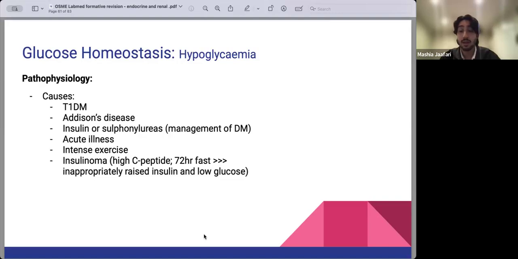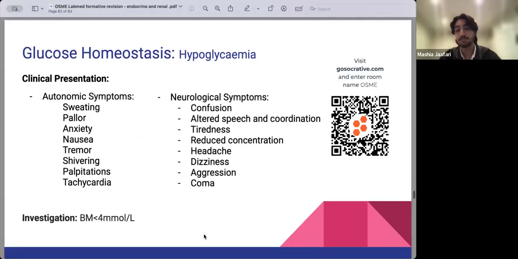So one thing that can come up a little bit related to glucose homeostasis is hypoglycemia, just because it is a bit of an emergency. And there's loads of different things that can cause hypoglycemia. So type 1 diabetes, if you take too much insulin, Addison's disease because of low cortisol. Again, if you take too much insulin or sulfonylureas, if you're ill and you're diabetic, and insulinomas, so pancreatic tumors releasing too much insulin, they can all cause hypoglycemia.